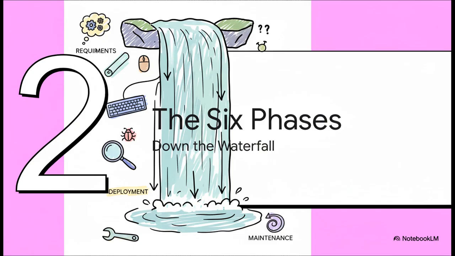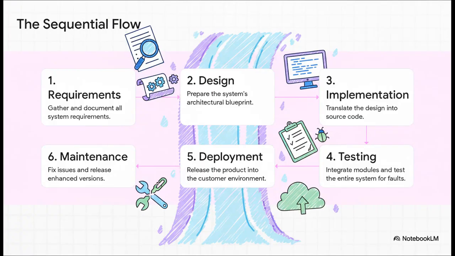So let's walk through the steps. The whole thing is broken down into these 6 very distinct phases. First up, you have requirements, where you gather and document absolutely everything the customer needs. Once those are locked in, you move to design, where you create the system's blueprint. Only then do you get to implementation, which is writing the actual code. After that, testing makes sure the whole shebang works, followed by deployment to the customer. And finally, you have the maintenance phase for fixing bugs later on. The key thing is, the output from one step is the non-negotiable input for the next.